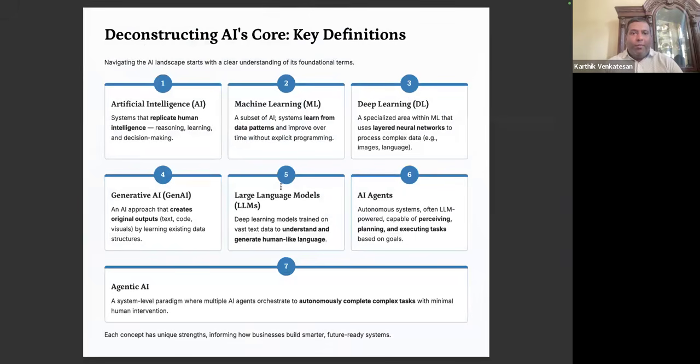Okay, so we just talked about artificial intelligence, machine learning, deep learning, and then generative AI. It's an AI approach to create original output, something new. It could be text, code, audio, or video. And then we have large language models, which focus on generating only text. Then we have diffusion models, image models for generating images. And then we have AI agents. They are autonomous systems, often powered by an LLM, capable of perceiving, planning, and executing tasks.